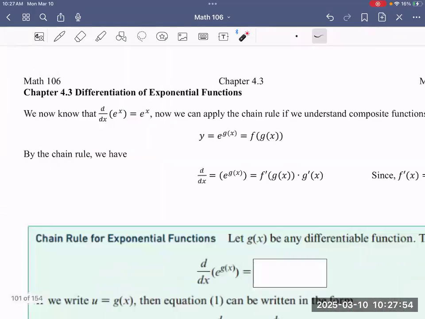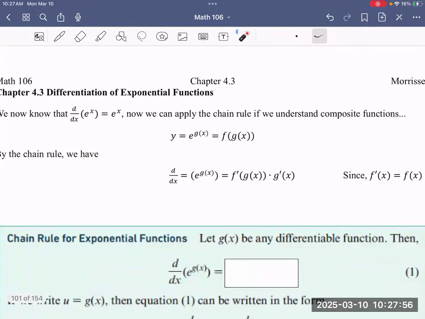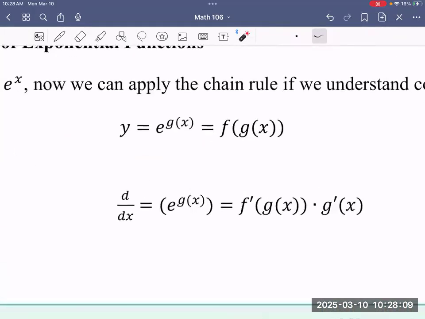Now we can apply the chain rule if we understand composite functions. Keep in mind your composite function from chapter 0. When we first learned the chain rule back in chapter 3, we said a composite function is comprised of two different things. In our case, something like e to the g of x, that g of x is going to be the inside function. And if we got rid of it, whatever is left over is your f of x.